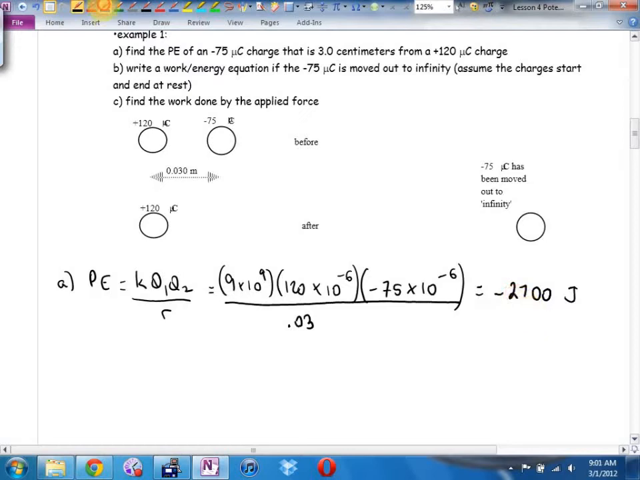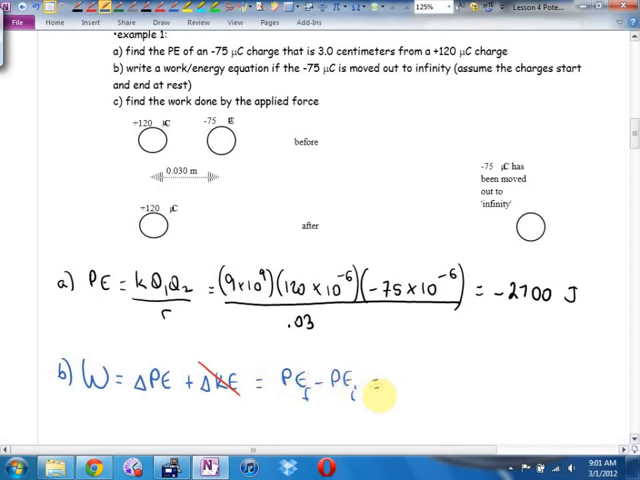In fact, B says, write a work energy equation if we move out to infinity. Work is your change in potential and change in kinetic. Hey, this looks an awful lot like orbital potential energy and kinetic energy. Oh, what does it say in the brackets right here, Mitchell? Assume what? Okay. Hey, Mitch, what's change in anything? Final minus initial? Try it again. Scene 1, Act 1, Take 2. Go ahead. Potential energy final minus potential energy initial.